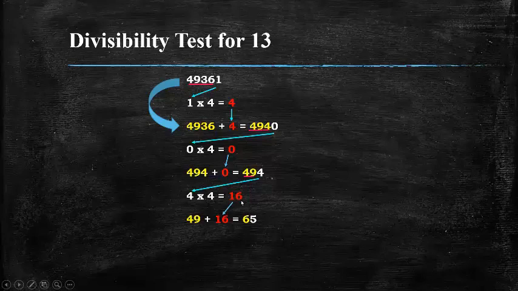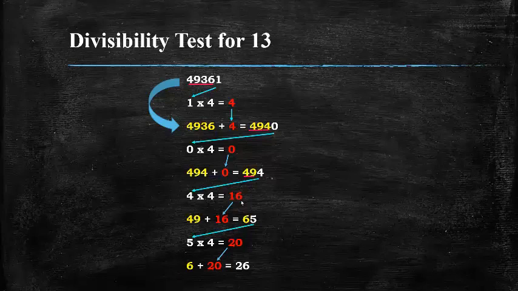So 65 will be divisible by 13, 5 times. And still if you are not confident, again we can repeat the step. I'm taking 5 and multiplying it by the value 4. It gives me a value of 20. And the remaining digit is 6. So 20 is added with the value that is 6. That gives me a value that is 26, which is divisible by 13.